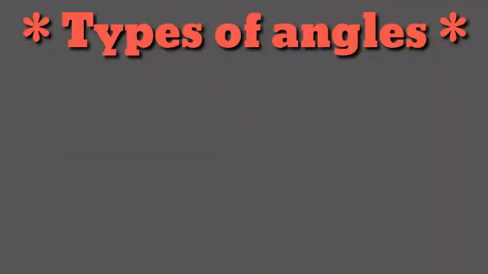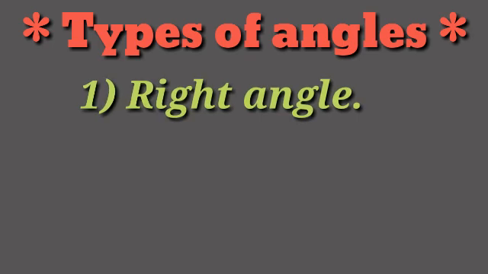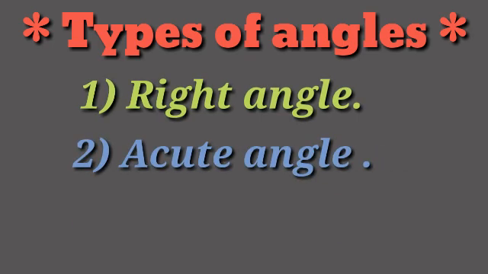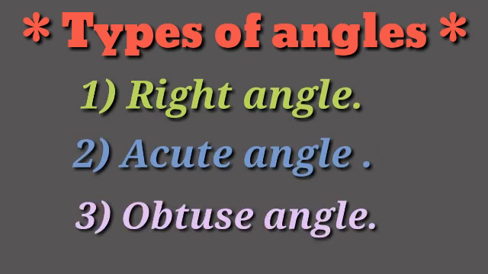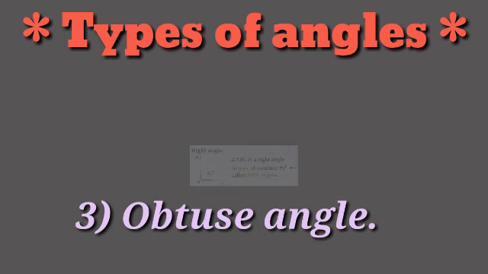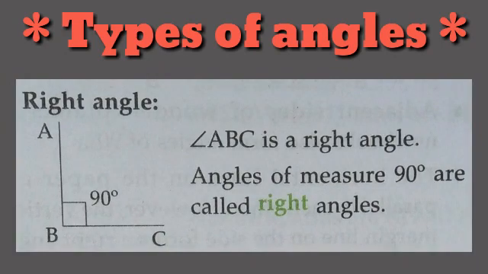Now students, let's move towards the next important concept, that is types of angles. Basically, there are 3 types of angles. First one, right angle, second, acute angle, and third one is obtuse angle. Let's study them one by one in detail. The first type of angle is right angle. See, this is the figure of right angle. Here angle ABC is a right angle. See the definition. Angles of measure 90 degree are called right angles.